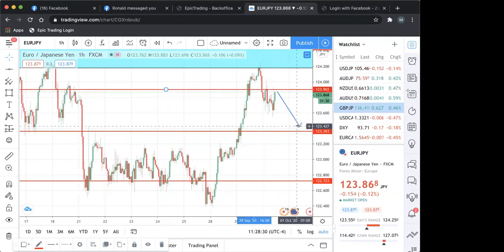See, if price comes back up into this area, we don't want nothing to do with that, do we? Because we know it's probably going to do what? Come back up, go here. Exactly. So we don't take our loss, we take our profit.